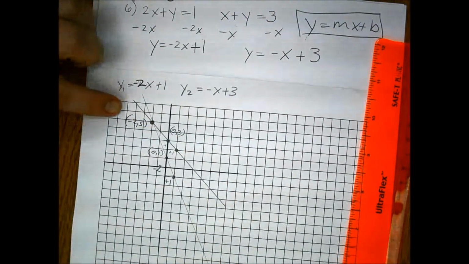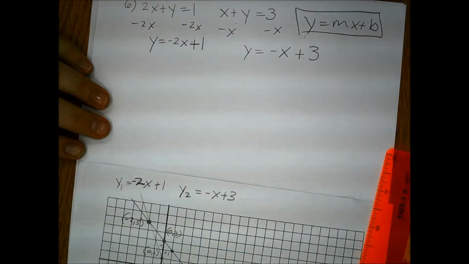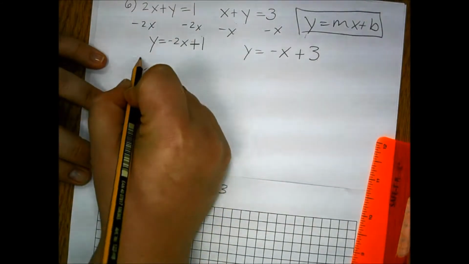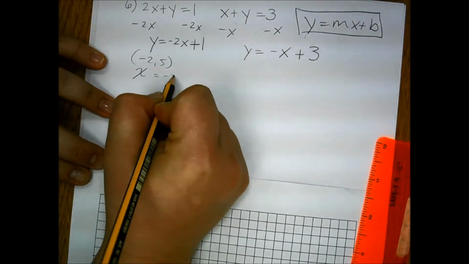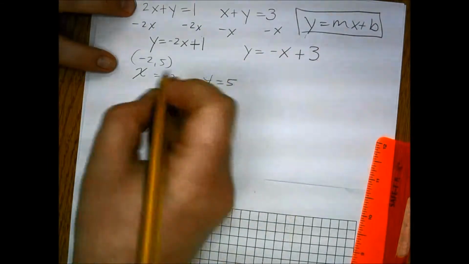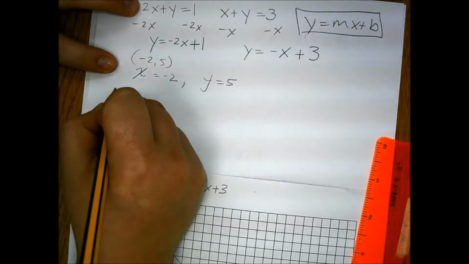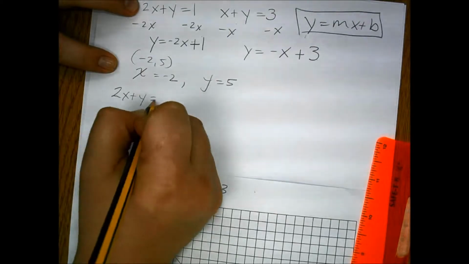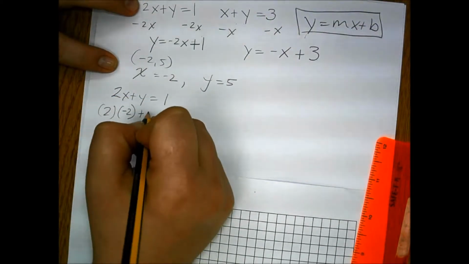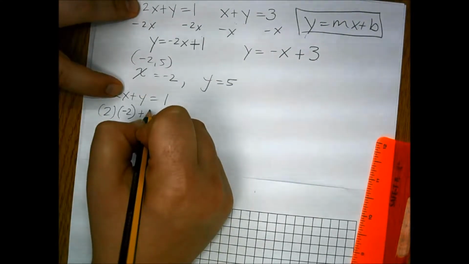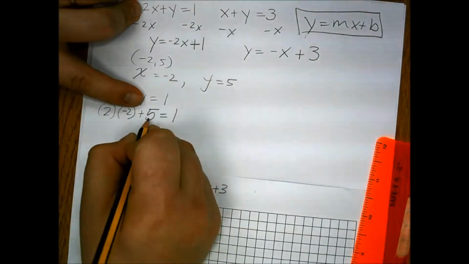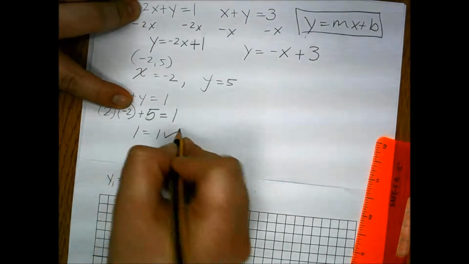Okay, so that's going to be the solution that I'm going to check. I'm going to check if x equals negative 2 and y equals 5, does that work in both of my original equations? Well, let's test it. So in 2x plus y equals 1, if I substitute in a negative 2 for x and a 5 for y, I get negative 4 plus 5, which is 1. So 1 equals 1, that checks out.